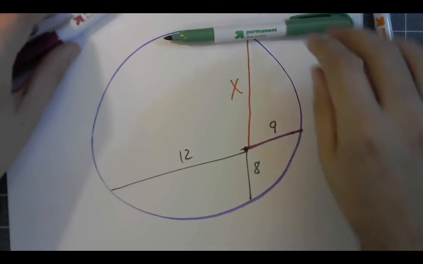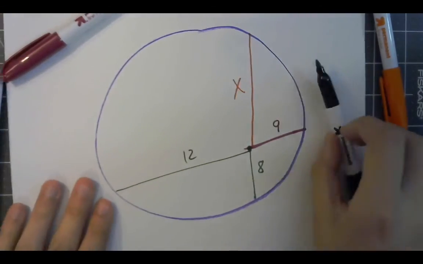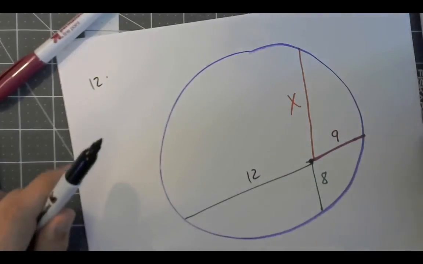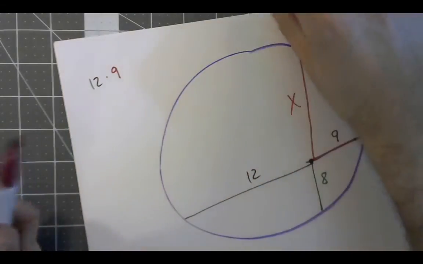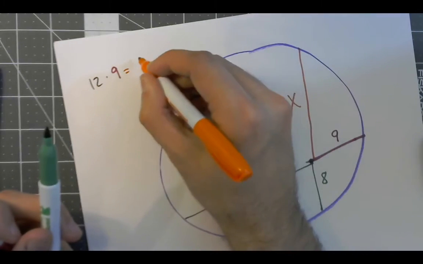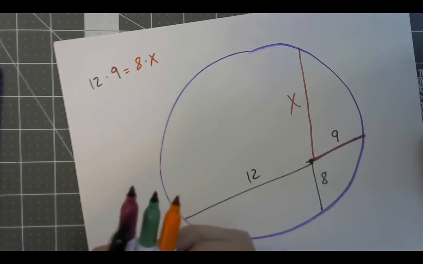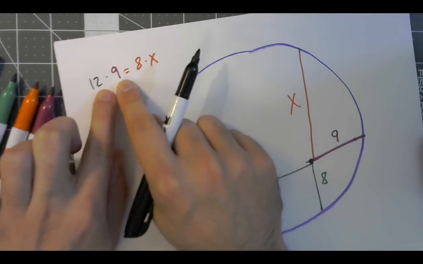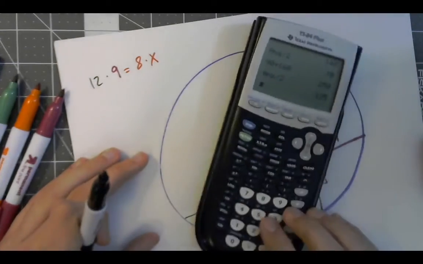All right, so we have 2 pieces of this line, 2 pieces of this line. What we're going to do is multiply 12 times 9. Then we're going to equals 8 times x. So 12 and 9, that's 90 plus 18, so it should be 108. I'll take my calculator and double check.